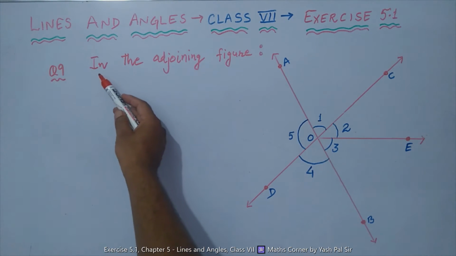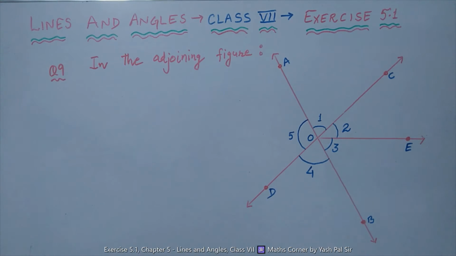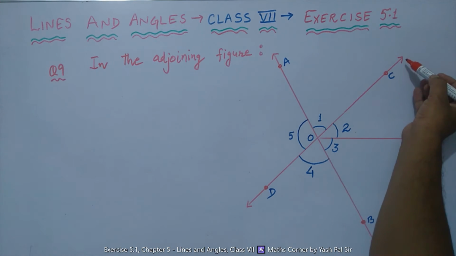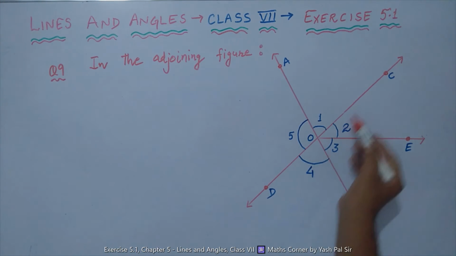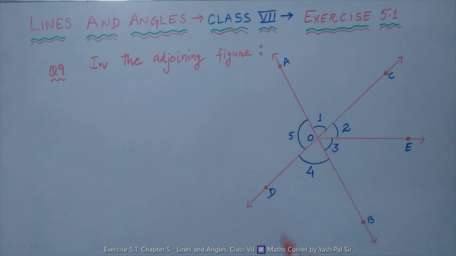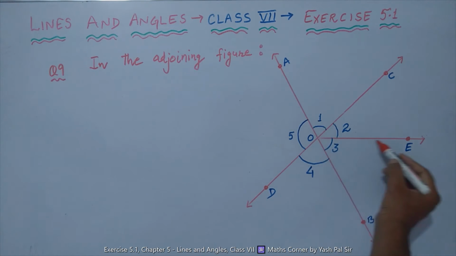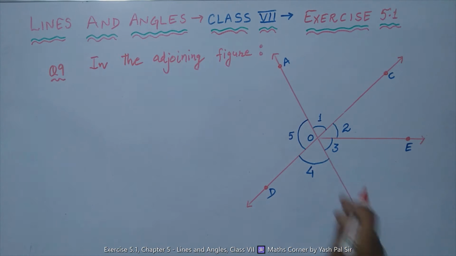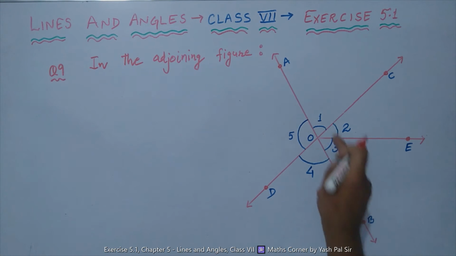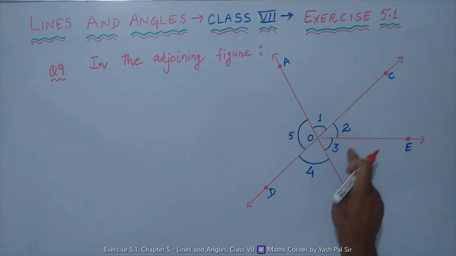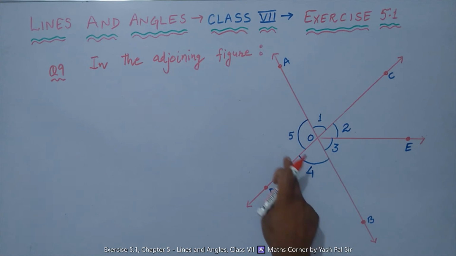Question number 9. In the adjoining figure, first of all we draw one straight line. AB is the name of the line. Second straight line CD. They are intersecting at O. This is the third ray OE, right? Angle 1, angle 2, angle 3, angle 4, angle 5.